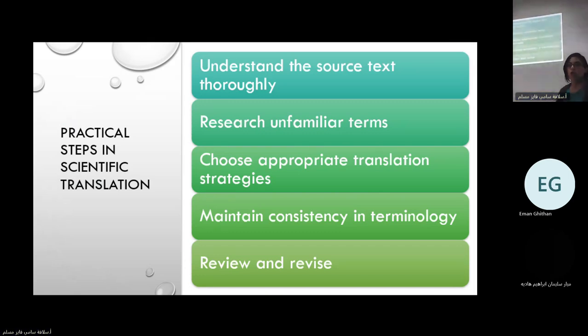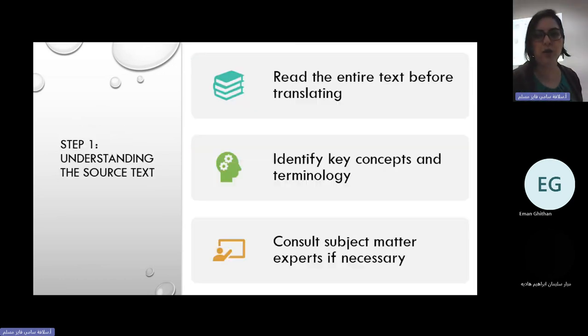Okay? So, what are the practical steps in scientific translation? Understand the source text carefully. Research unfamiliar terms, choose appropriate translation strategies, maintain consistency in terminology. If I use this word at the beginning of the document, I need to use it throughout the document. Okay? Review and revise. These are all things that we talked about.